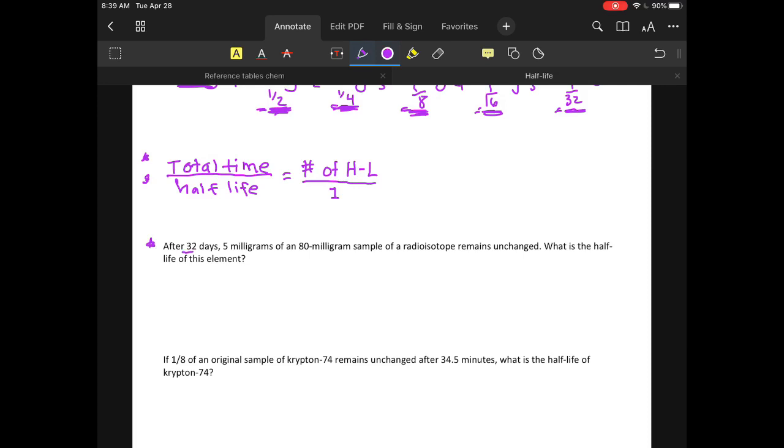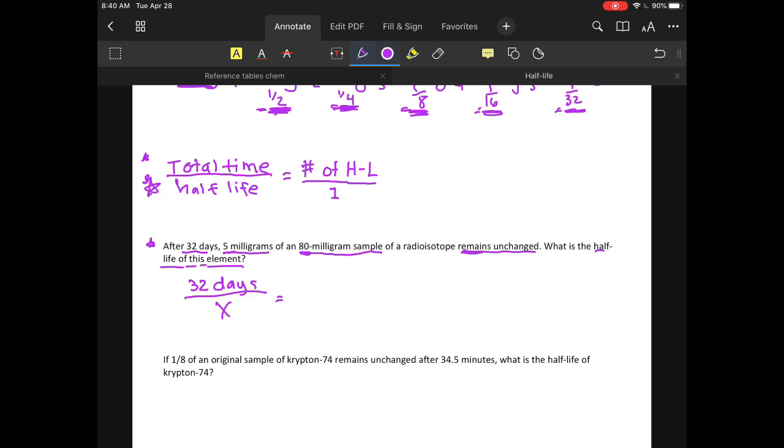So here we go. After 32 days, 5 milligrams of an 80 milligram sample remains unchanged, or just remains. So that means that 75 milligrams have decayed and 5 milligrams remain. What is the half-life of this element? Okay, let's plug it into my formula. So the total time is 32 days have passed. I want to solve for the half-life, but I need the number of half-lives so that I can cross-multiply.